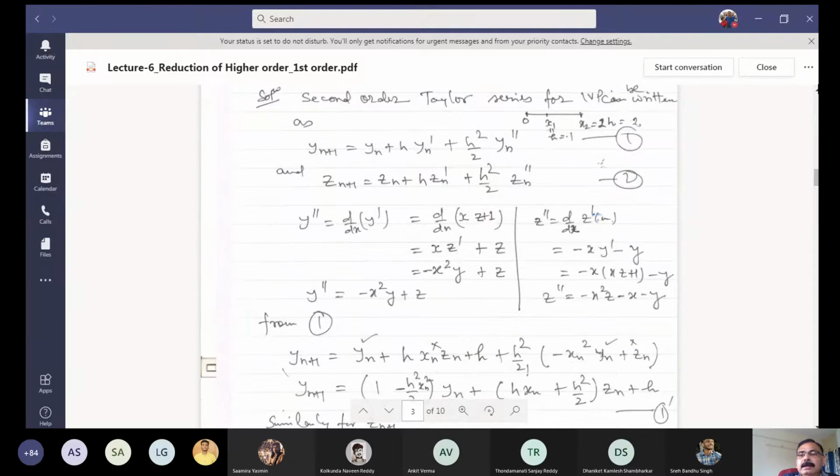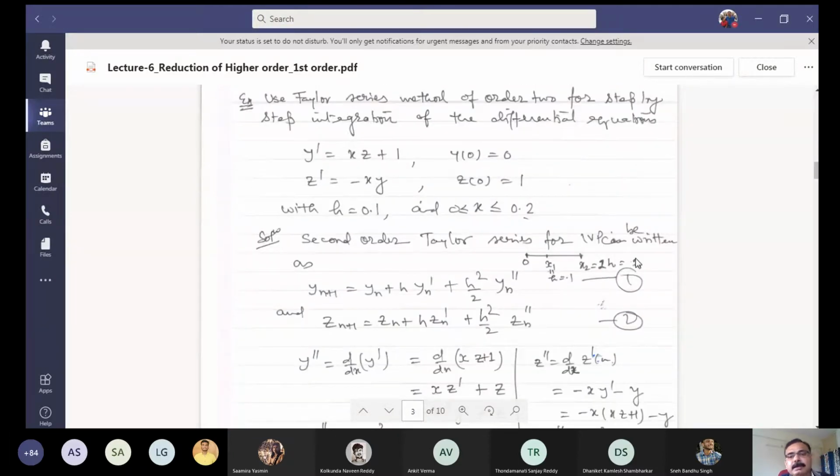Now we'll apply the Taylor's series method of second order, meaning up to h square. So y(n+1) equal to yn plus h yn prime plus h square by 2 factorial yn double prime. Similarly for z, we'll write z(n+1) equal to zn plus h zn prime plus h square by 2 zn double prime. Is that clear? These are the Taylor series method expansions for y and z. Yes, sir.